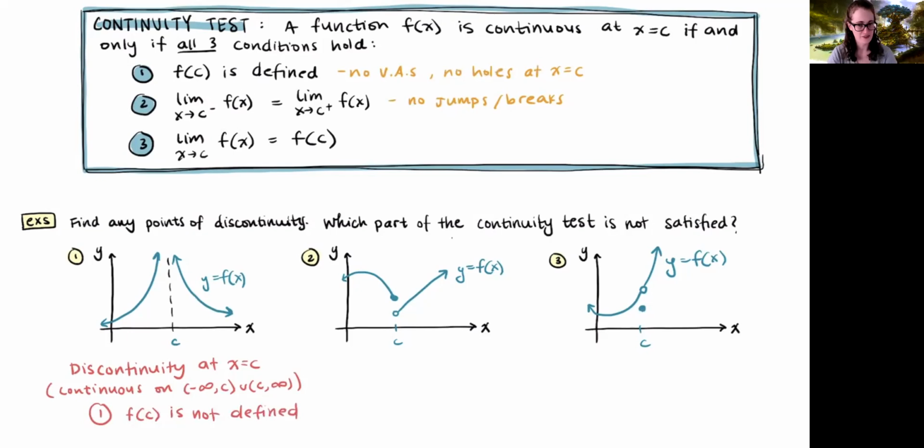And we don't have to check the other two, because in order to be continuous at a point, we need all three, right? All three of these things need to hold. So condition 1 automatically is not satisfied.